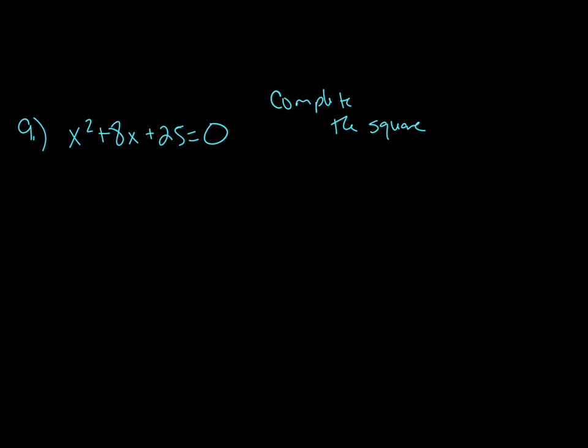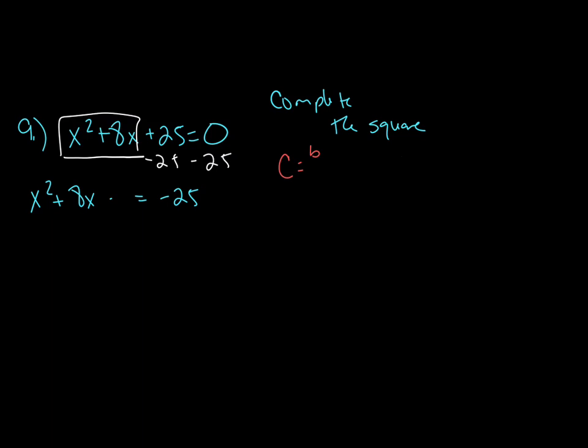So if you check your end page, the first thing you should do when you look at the end page is it says make x squared and x all alone. So I have to minus 25 from both sides. So then I end up with x squared plus 8x equals negative 25.